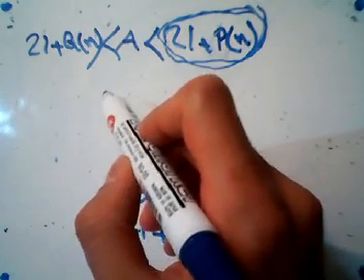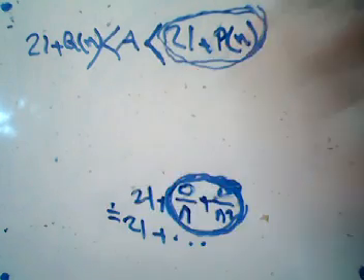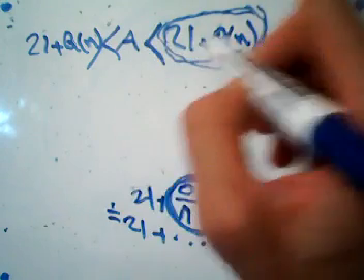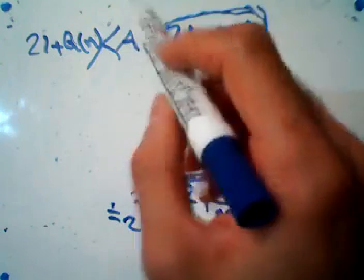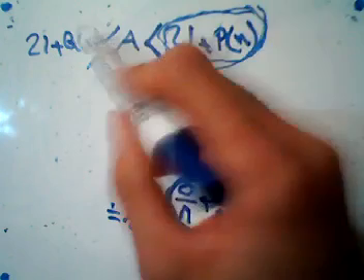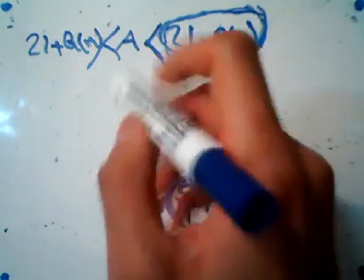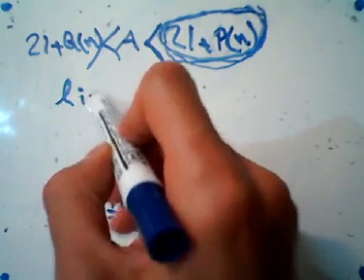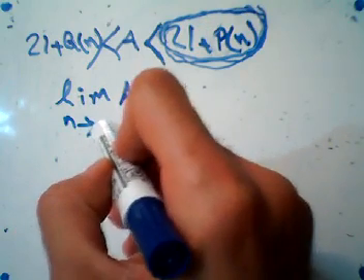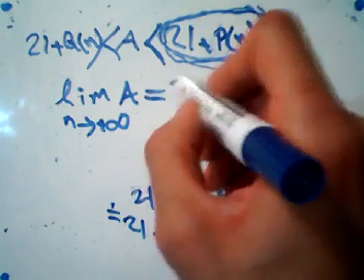Now, according to the squeeze theorem, which says if you got three functions or series or sequences in which one lies between the other two and the limits of the other two are equal, as here the limit of this is 21 and the limit of this is also 21, then according to the squeeze theorem, the limit of A as n goes to plus infinity would also be equal to their limit, 21.